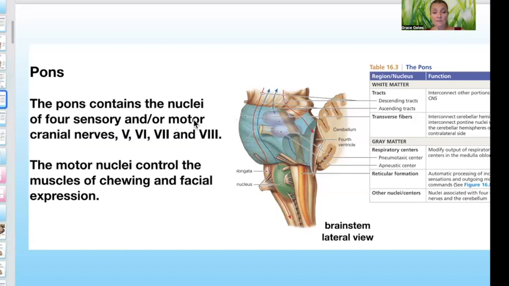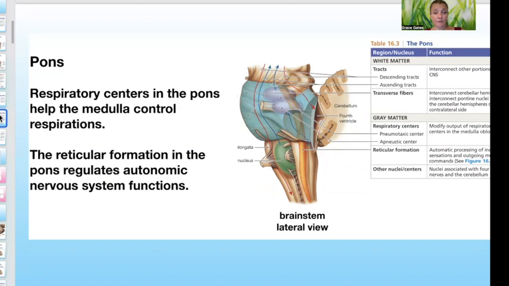The pons also contains cranial nerve nuclei. There are 4 of them. In particular, they are the cranial nerves 5, 6, 7, and 8. The motor nuclei control the muscles of chewing and facial expression. Respiratory centers in the pons help the medulla control respirations. The reticular formation in the pons regulates autonomic nervous system functions.